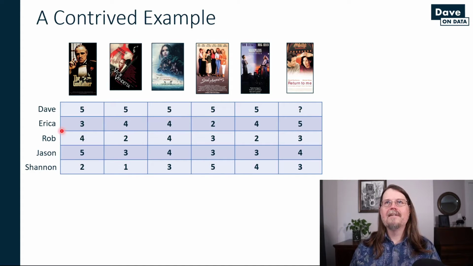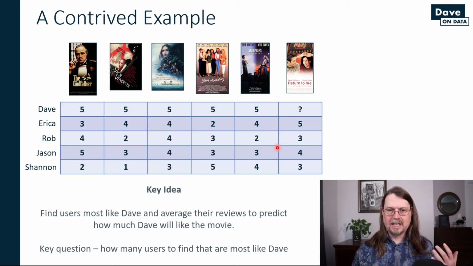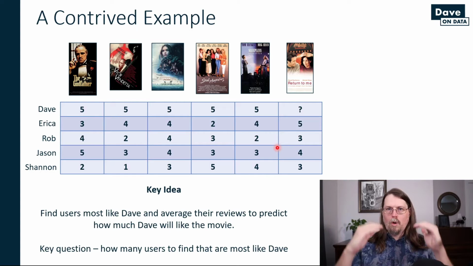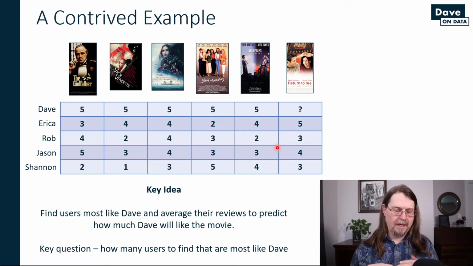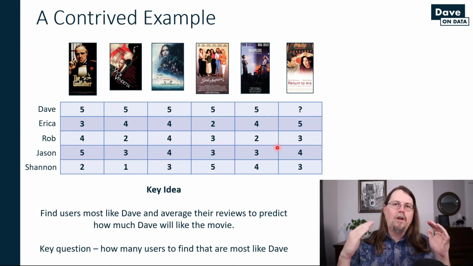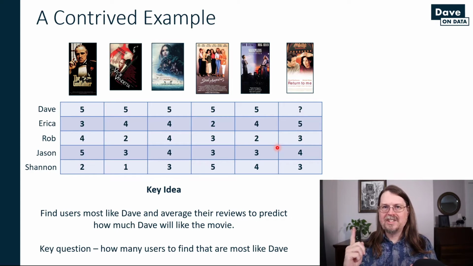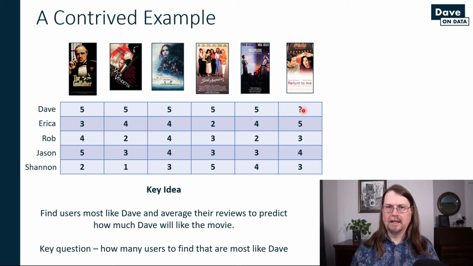And then you can see here we have Erica and Rob, Jason and Shannon, and they have their individual ratings of the movies. So what we do here is very, very simple conceptually. It's a key idea. What we do is we go through all of our data that we have in our database or our Hadoop cluster or whatever it might be, and we say, look, of all of our users that have seen Return to Me, right? Because we're trying to recommend Return to Me to Dave.